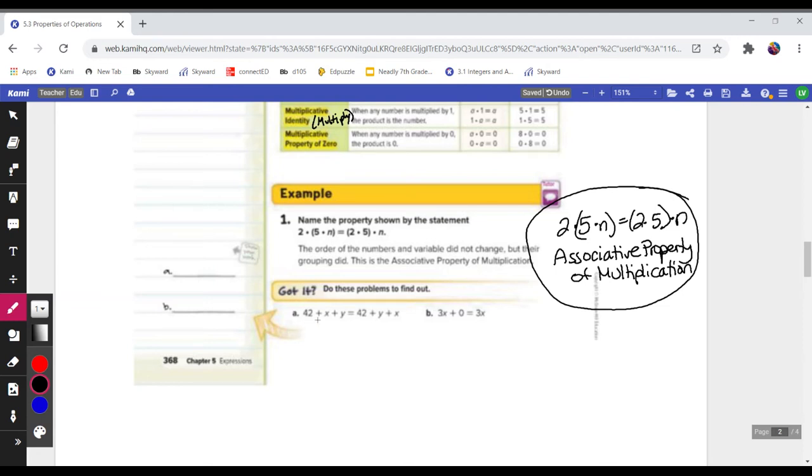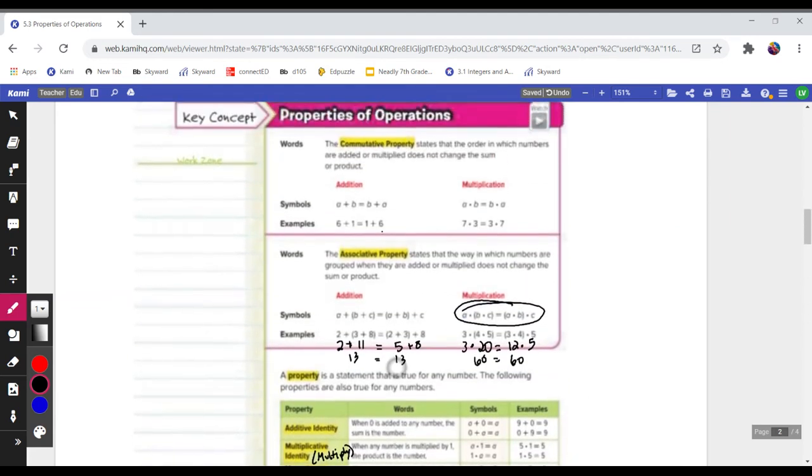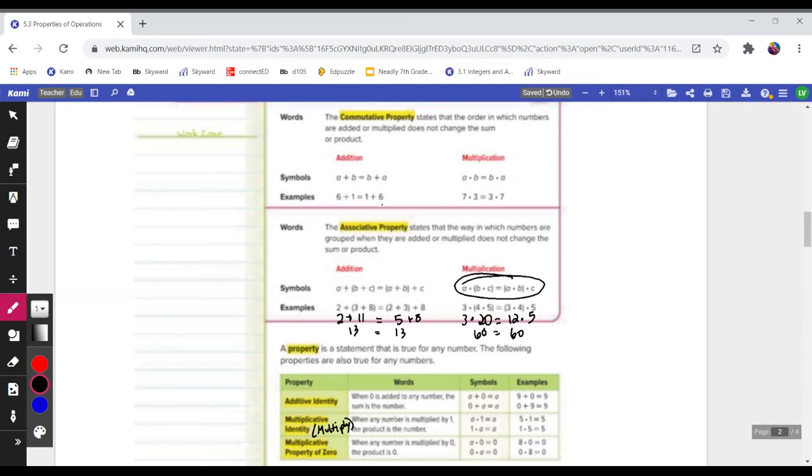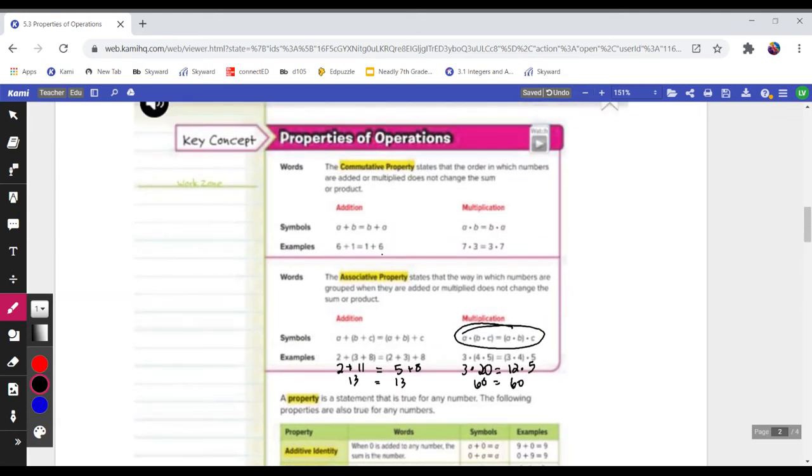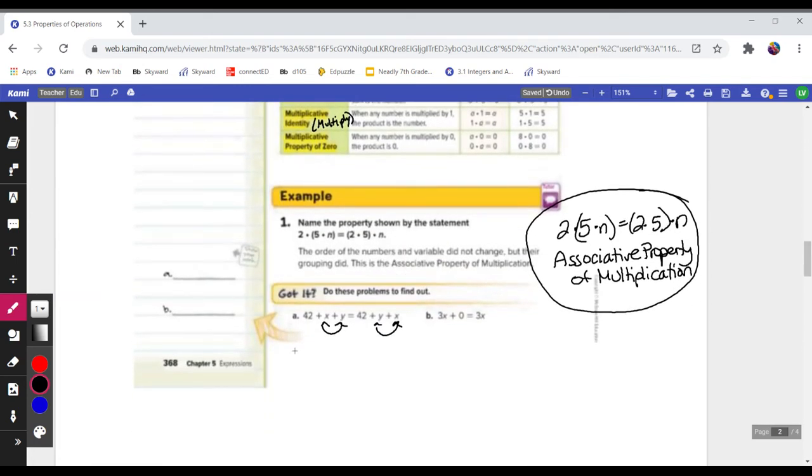Letter A, 42 plus x plus y equals 42 plus y plus x. Well, the only difference from the left side to the right side is we have switched the x and the y. So if I go back up and look at my different properties, the one in which the numbers can be switched in their orders when it comes to adding is the commutative property. Because we had a plus b and switched the order to b plus a. So this is the commutative property of addition. You do want to add in that it's addition because it is adding and you're not multiplying.